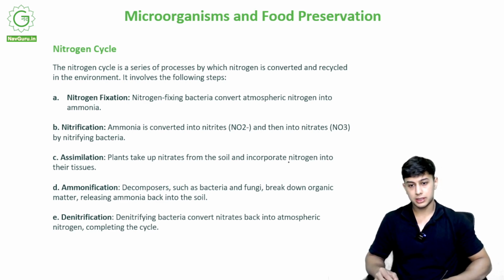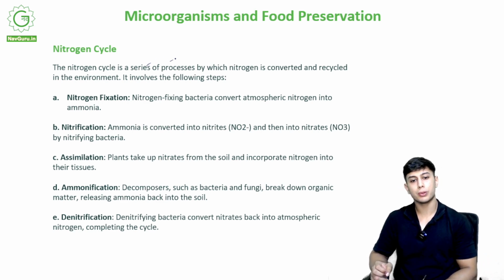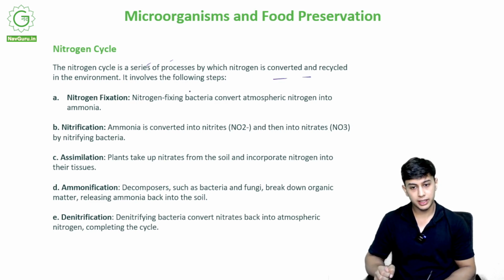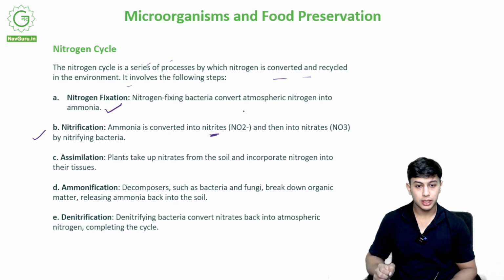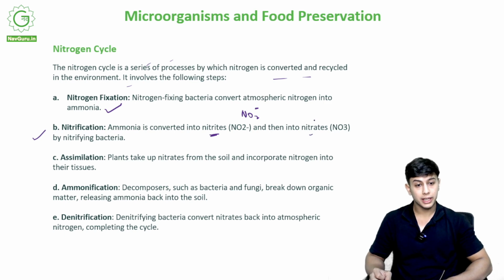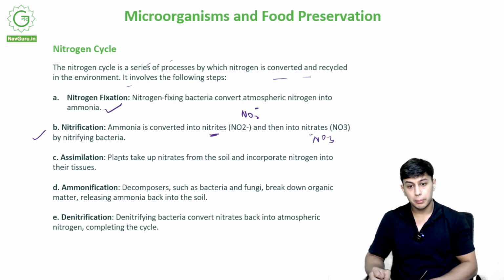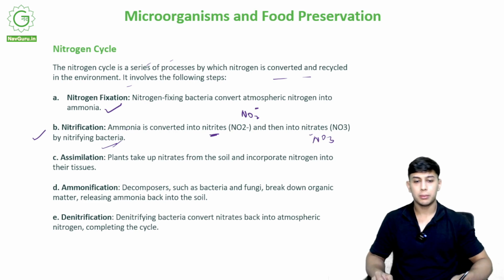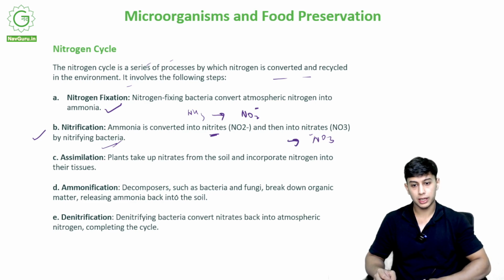Let's come to the nitrogen cycle. The nitrogen cycle is a series of processes by which nitrogen is converted and recycled. First, we have now understood nitrogen fixation. There is another thing called nitrification. Ammonia is converted into nitrites, an ion, NO2 minus, and then into nitrates, NO3, by nitrifying bacteria. So ammonia, NH3, is converted into these forms as well to be utilized.